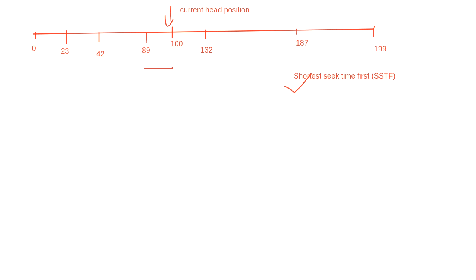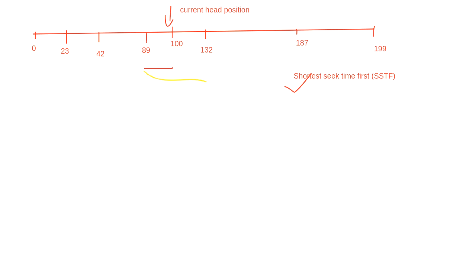So moving from 89 to 42 is 47. It is longer. So from 89, I will go to the shortest distance, which is 132. Now after 132, again I will check who is nearest. Is 42 nearest or 187 nearest? How will you check which is nearest? 187 minus 132 is giving you 55.